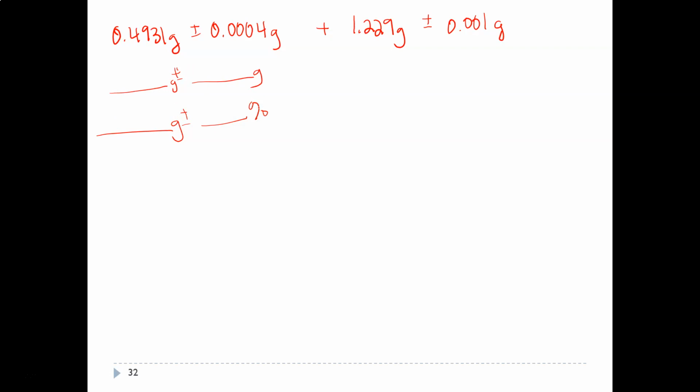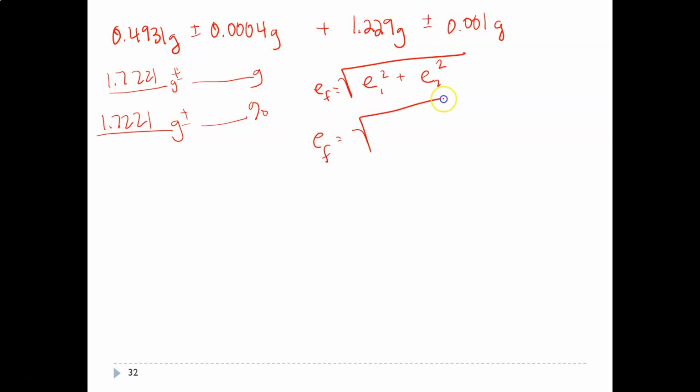So I can take 0.4931 plus 1.229, and what I have is 1.7221 grams. I have it rounded here. And then to get my uncertainty, well, this is addition. So we're following the addition subtraction rules. So the uncertainty is going to look like this. And with addition subtraction, they have to be absolute uncertainties. So the good news is these are already an absolute uncertainty. So I'm going to take 0.0004 squared plus 0.001 squared, and then square root it. And when I do that, I end up with 0.001.